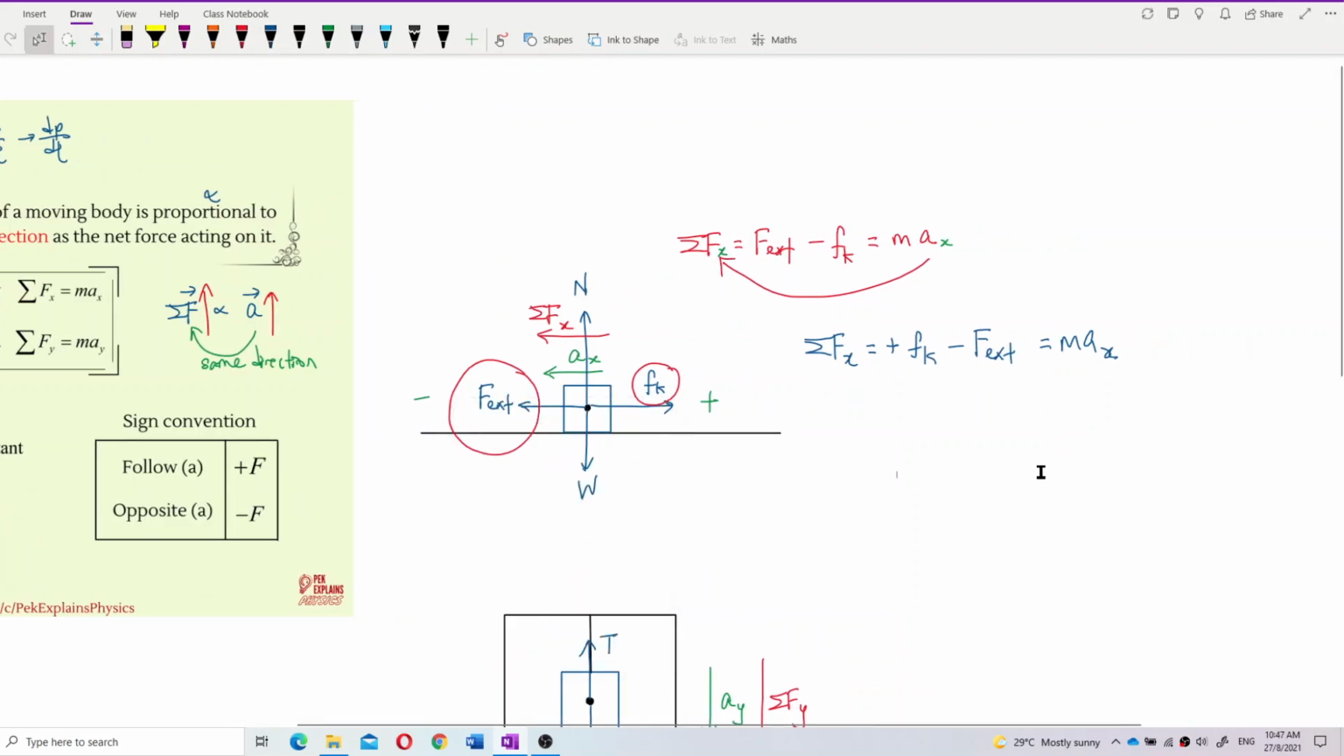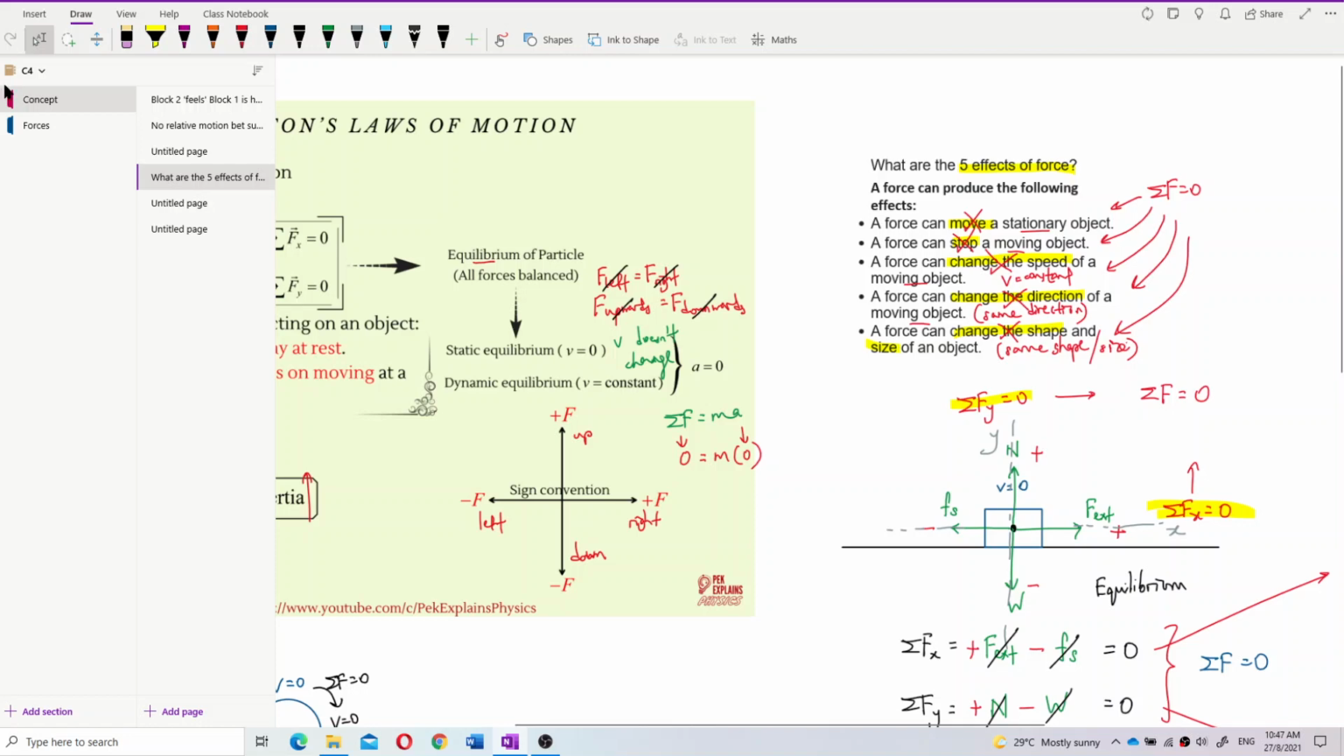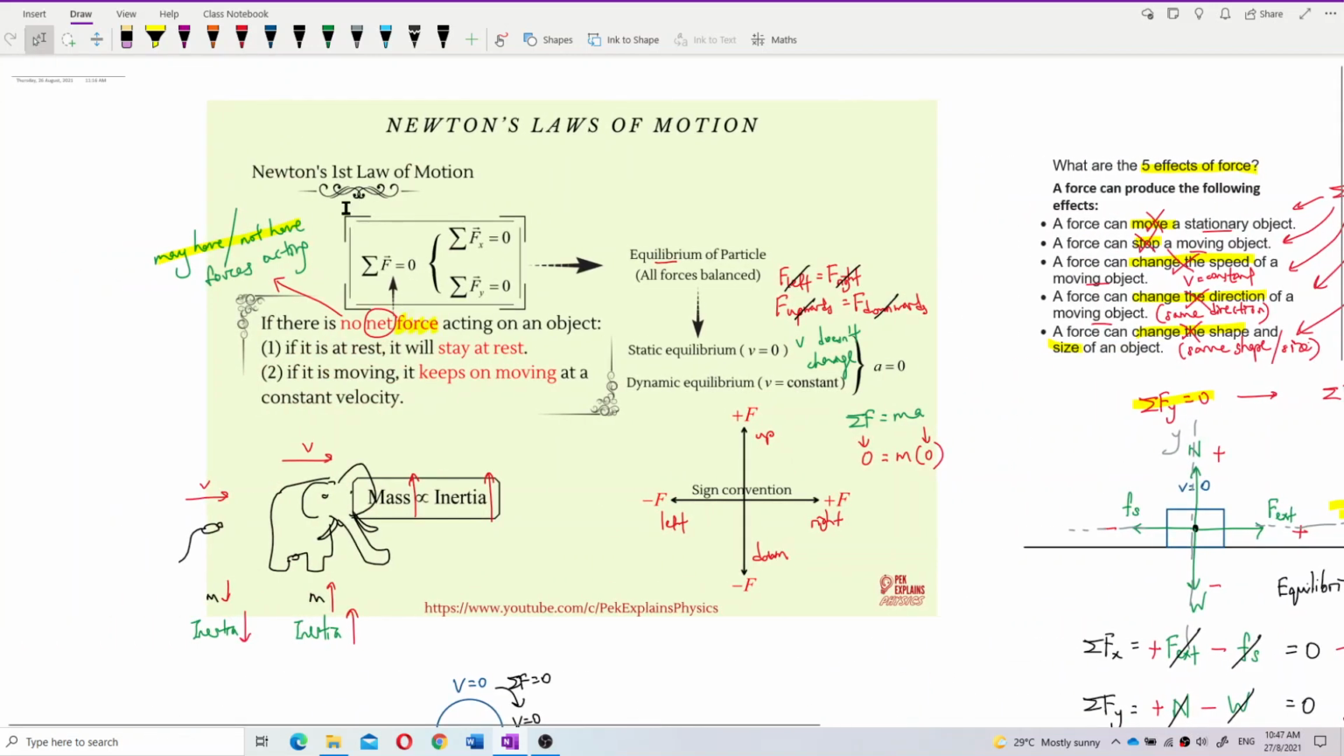Is it correct? Force to the right as positive, force to the left as negative. Is the friction bigger than the external force? Do we use a smaller force to minus a bigger force? No, actually we use a bigger force to minus a smaller force, so that the remaining force is to the left, isn't it? We don't use a smaller force to minus a bigger force. So if we follow Newton's first law for Newton's second law, it's incorrect.